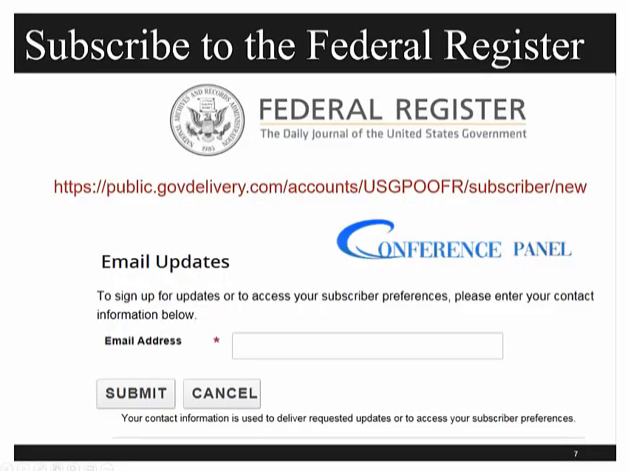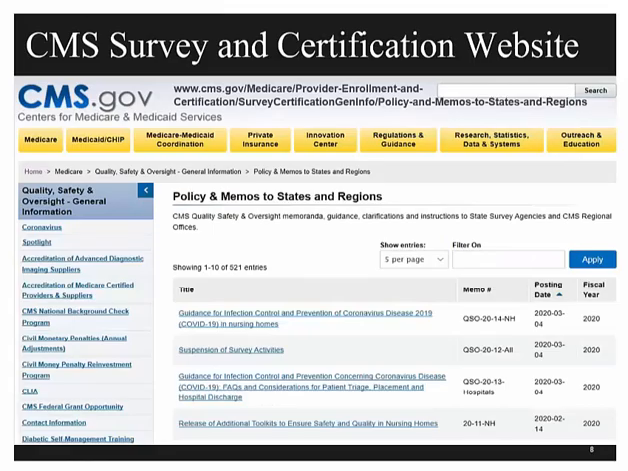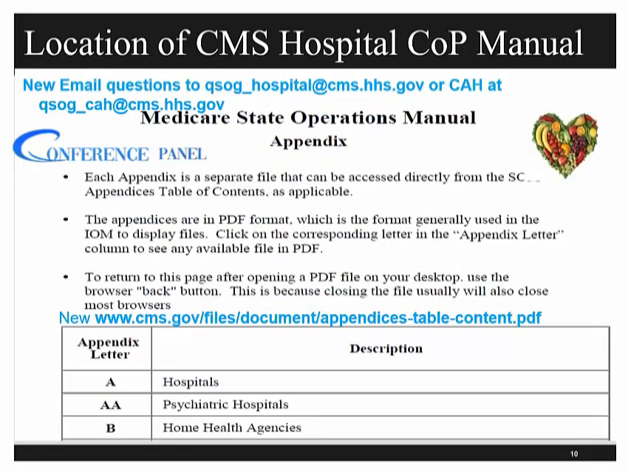This is how you would subscribe to the Federal Register. This is that survey and certification website I had mentioned, and this is where they put all the policy and memos, everything that comes out. The Hospital Conditions of Participation Manual is in the State Operations Manual, and that is where they put everybody who is controlled by CMS, and they put their manuals into this appendix.